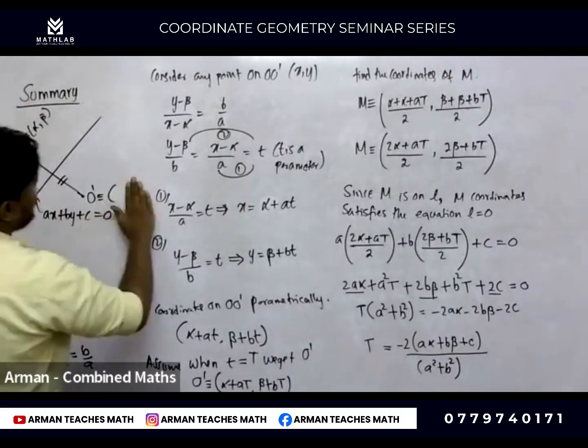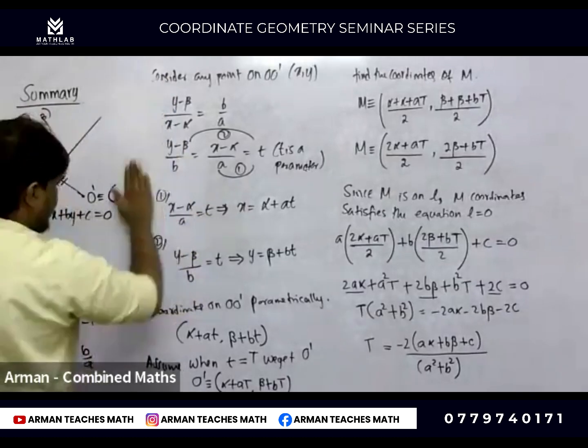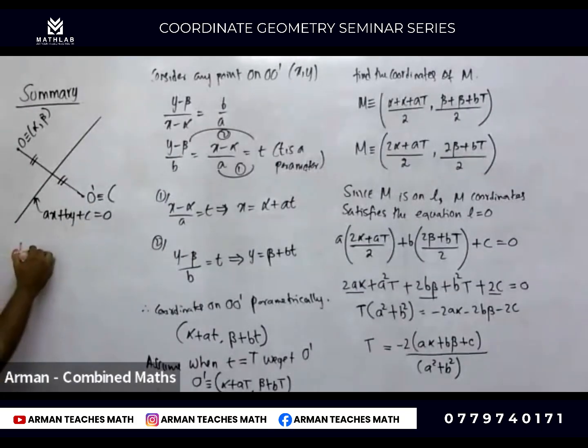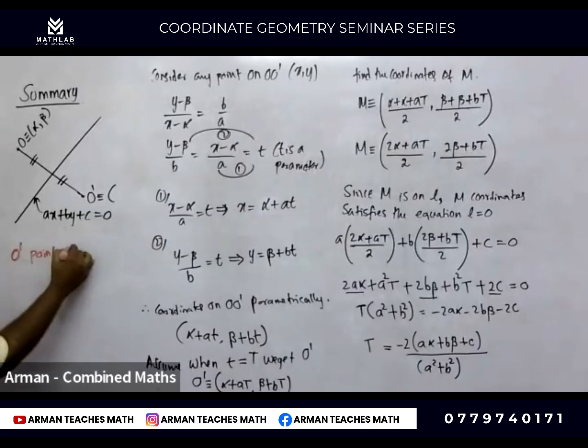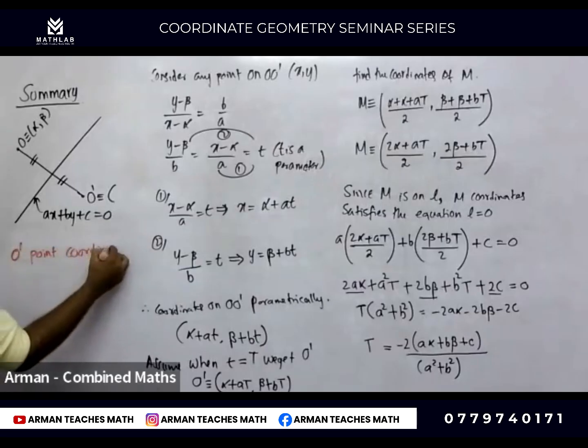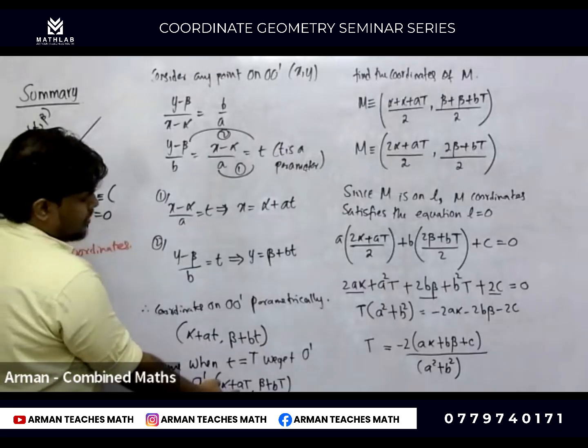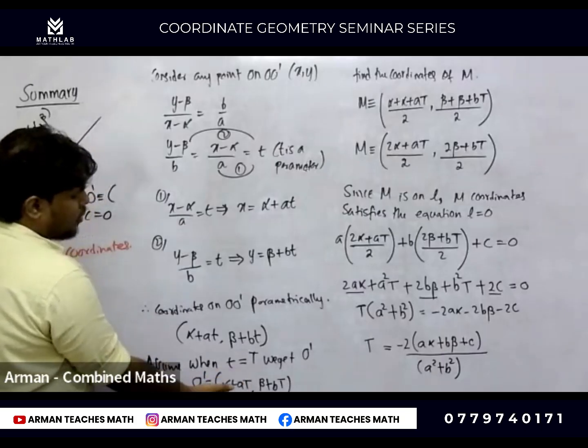Directly we can get it using a parameter like this. Then I'll have to erase this one now. I'll erase this and write it here. O dash point coordinates. We can write it like this. O dash. What's the pattern? Here, see the pattern. Alpha plus A times capital T.